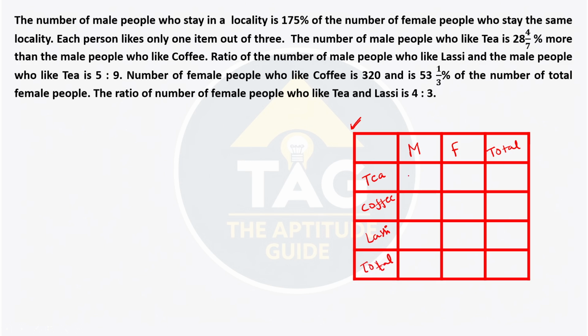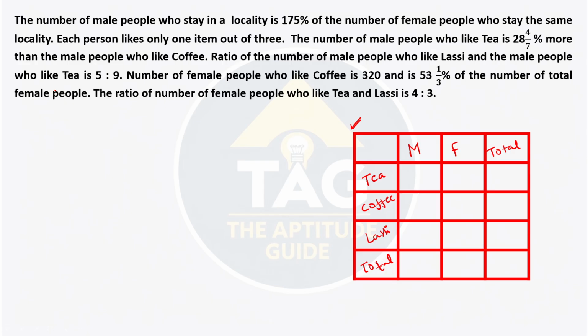Let's understand this table once. So I'll try to find male who like tea, I'll write it here. Female who like tea, I'll put it here. The total number of people who like tea, I'll put it here. So we should understand the given information this way. Male people who like tea, I'll write that number here if known. Female people who like tea, I'll write it here. Total number of people who like tea, I'll put it here. Same is the case with coffee, same is the case with lassi. And here's the information about the total.